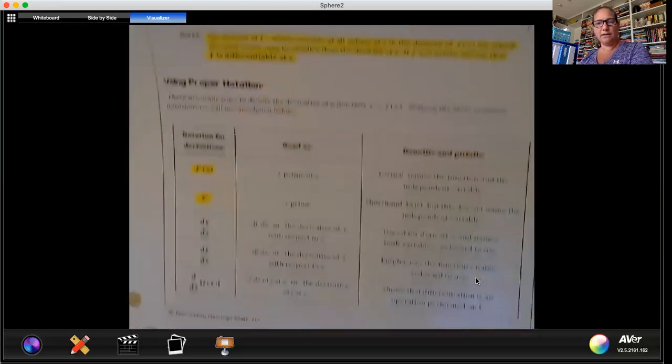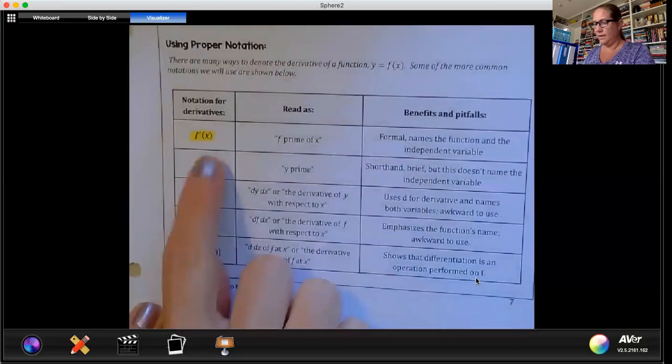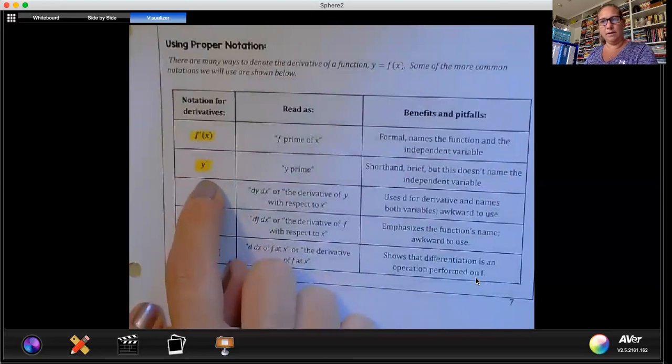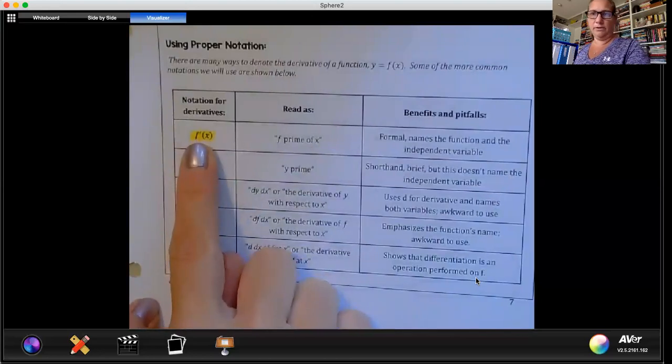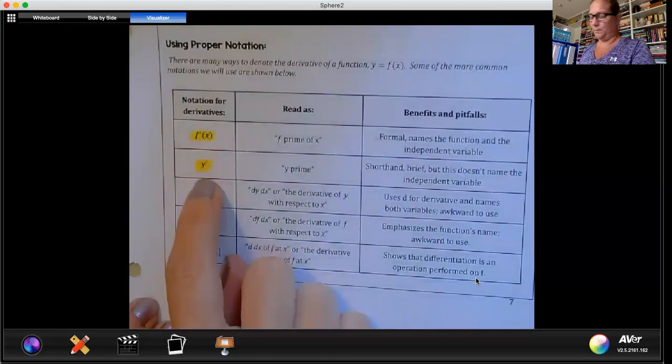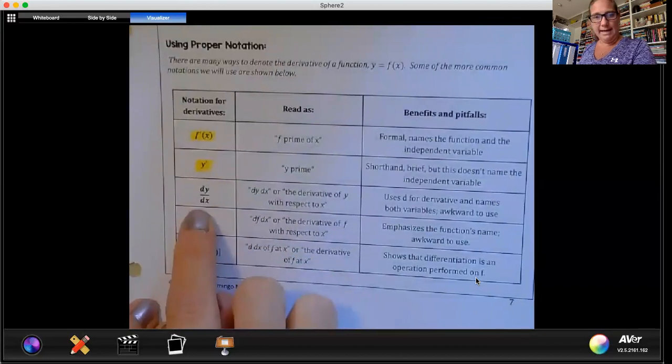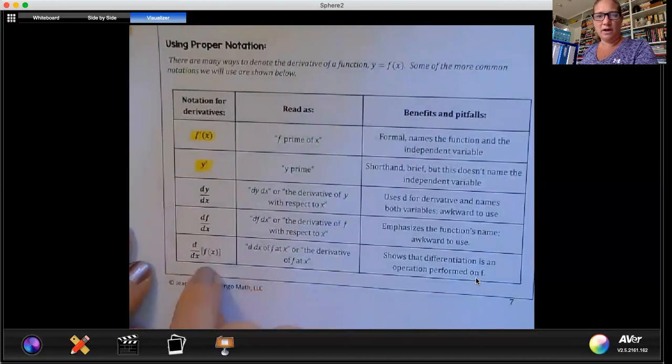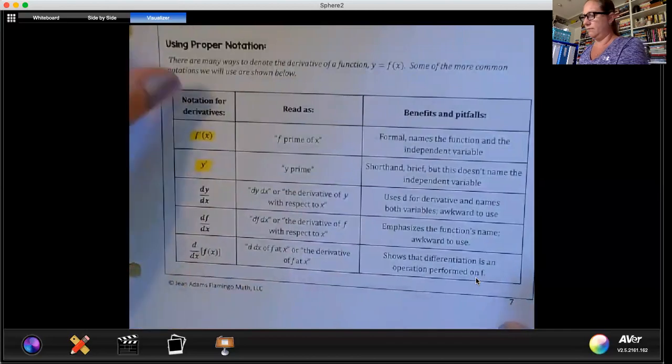Proper notation down here at the bottom, I have highlighted the two that we will be using most. f prime of x is actually the most used, and then y prime. dy dx we will use a lot when we do implicit differentiation, which is chapter 7. And df dx, we don't use very often. You will from time to time see this. Just understand that that indicates you are finding the derivative.